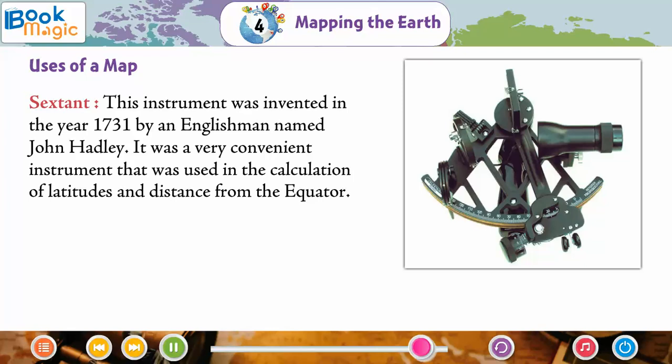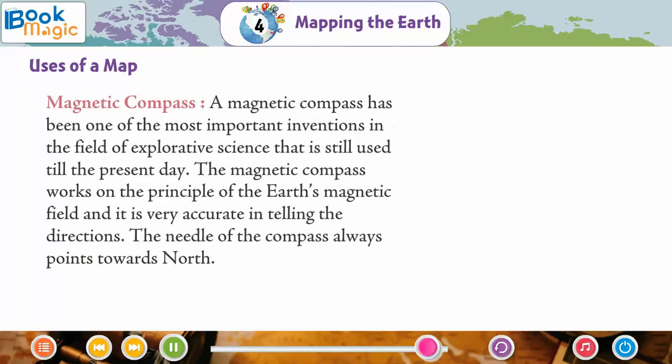Sextant. This instrument was invented in the year 1731 by an Englishman named John Hadley. It was a very convenient instrument that was used in the calculation of latitudes and distance from the equator.